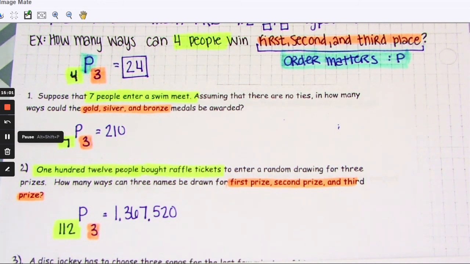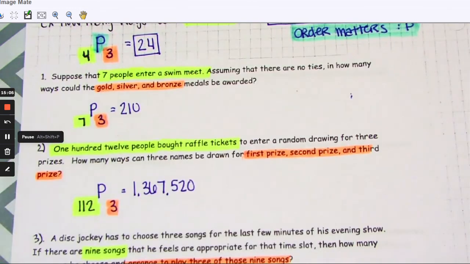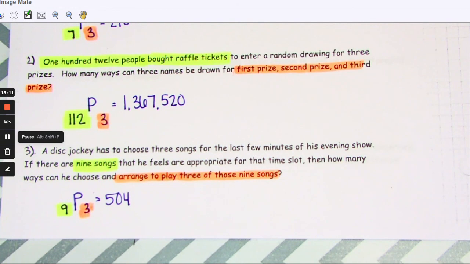All right, last one. You have a disc jockey trying to play songs. They have 9 songs to pick from, but they can only play 3. And he is arranging these songs, which means he's putting them in a specific order. So there are 504 different ways they can pick the songs and put them in an order.